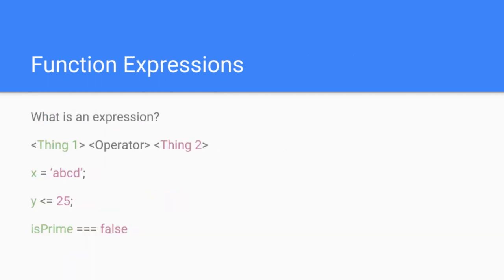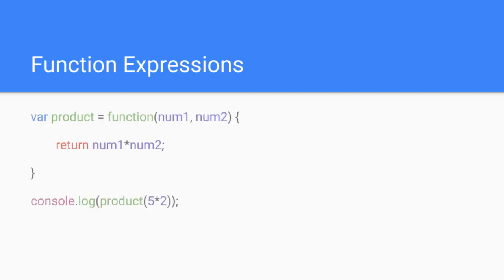Let us move on to function expressions. What is an expression in general? Any statement that has the format thing1, operator, thing2, as shown here, can be called an expression in programming terms. The first one is an expression that assigns an RHS to the LHS value. The second one is an evaluator which evaluates the relationship between the RHS and the LHS. The third one evaluates the equality of RHS and the LHS. This is the basic format of an expression.